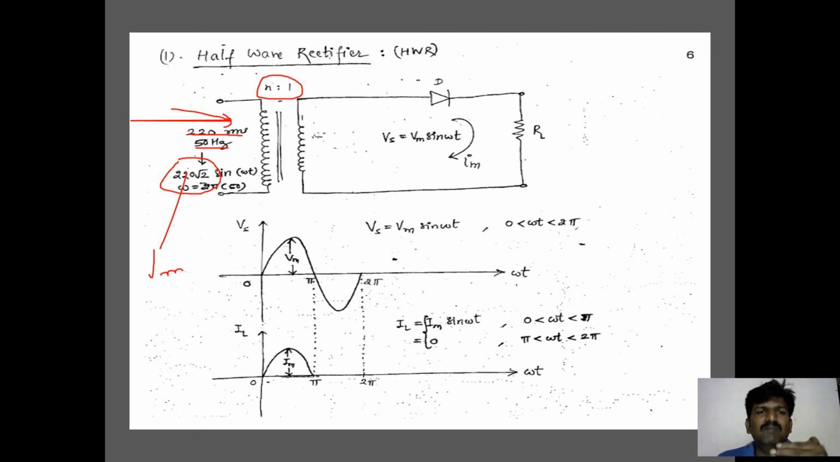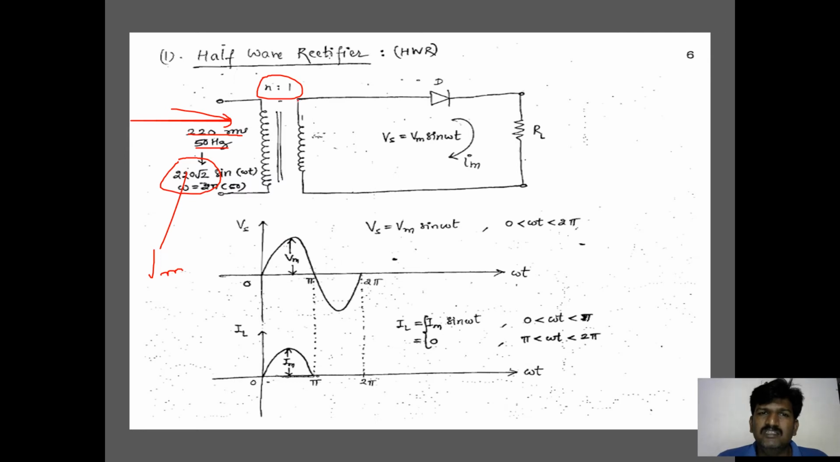Mathematically, the equation for the voltage or current is Vm sin omega t, the voltage equation, and Im sin omega t, the current equation, where Vm and Im are nothing but the peak voltage and peak current, and omega t is the angle in radians. The angle in radians changes with respect to time. That is why we write omega t. T impacts the radian angle of the signal.